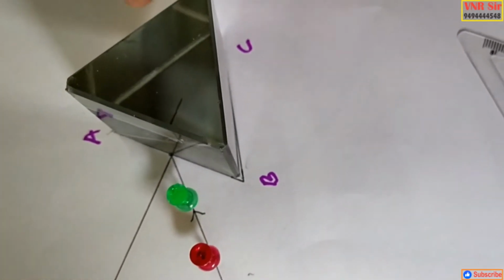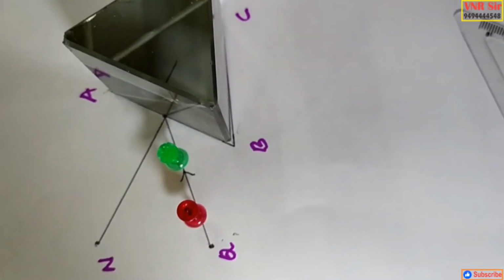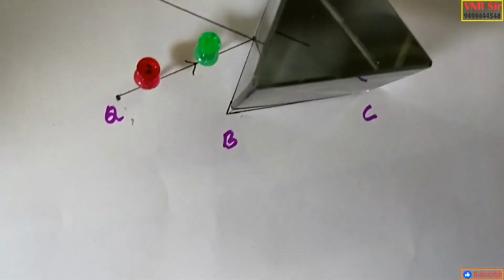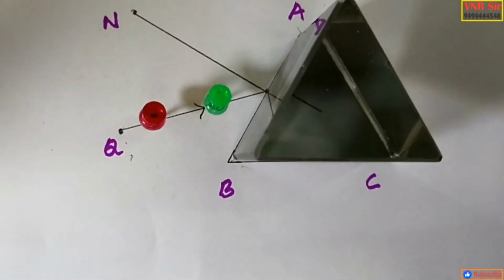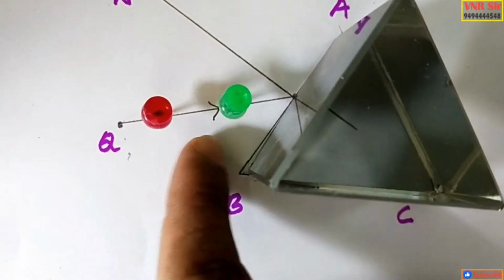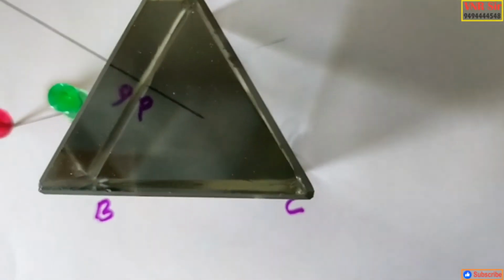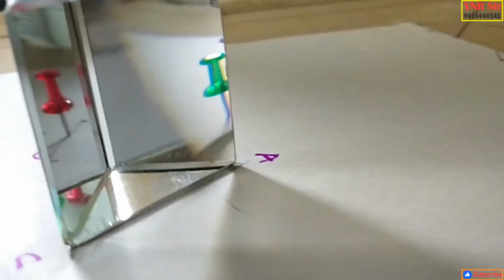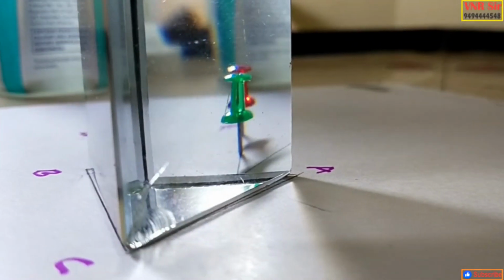Now QP is going to be the incident ray. Light is falling on the AB surface and it is coming out through the surface AC. So now let us see the image of the 2 pins. Now make sure that the 2 pins are on the same straight line. In that way you adjust your angle.